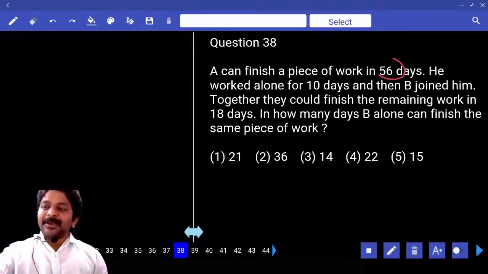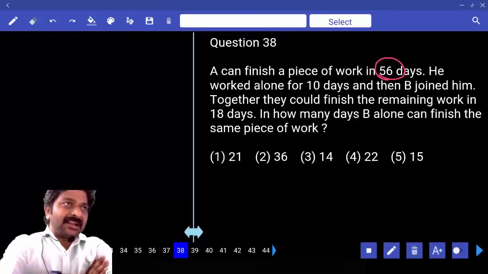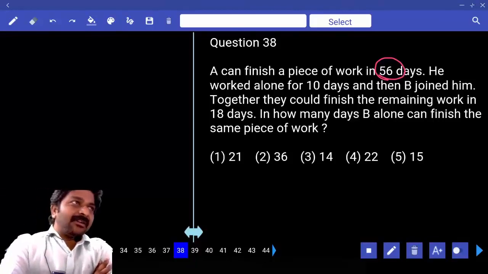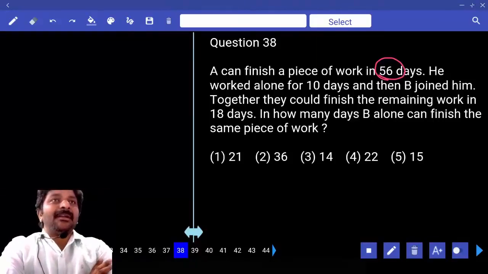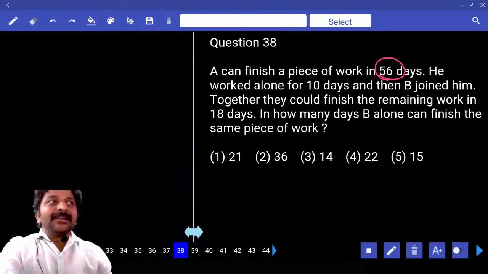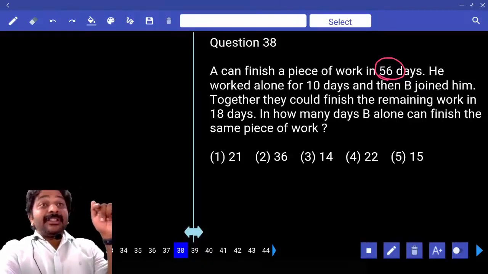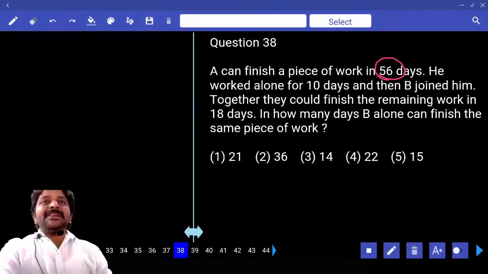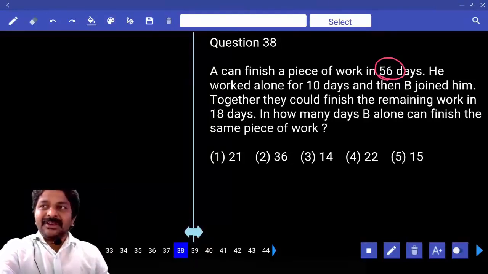A alone can complete the work in how many days? Let's discuss and get the answer. Okay, A started working. A worked for how many days? After that, what happened? Did B join or B replace? B joined. That means A and B both are working, correct? Along with B, A worked for how many days? A alone worked for how many days? That means A worked for 10 plus 18, that is 28 days only.